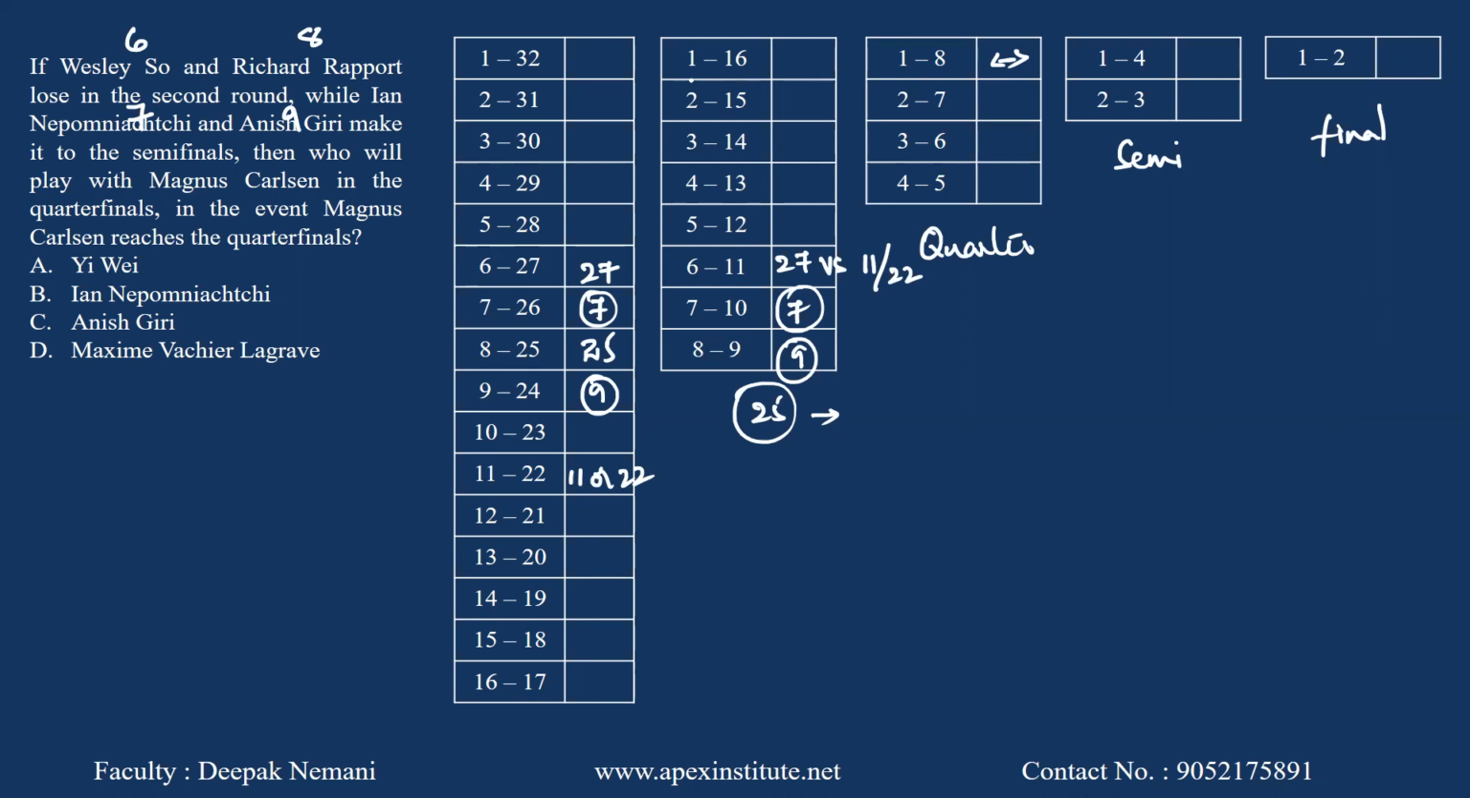Magnus Carlsen will be playing with whom? So he will be playing with the winner of 8th match in round 2, which is 9. Okay, so who is the player with rank 9? Anish Giri. So that should be your answer. Simple and a direct question. So all you need to do is make these tables to answer this question. Okay.